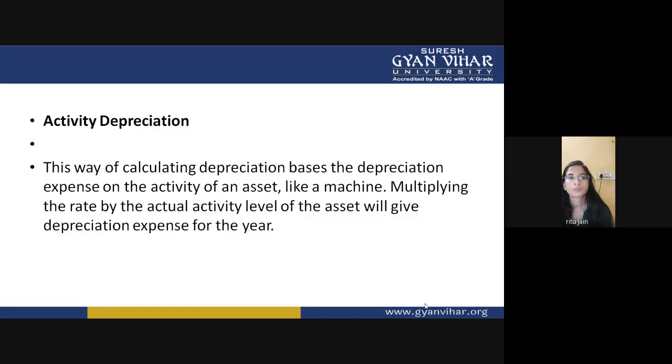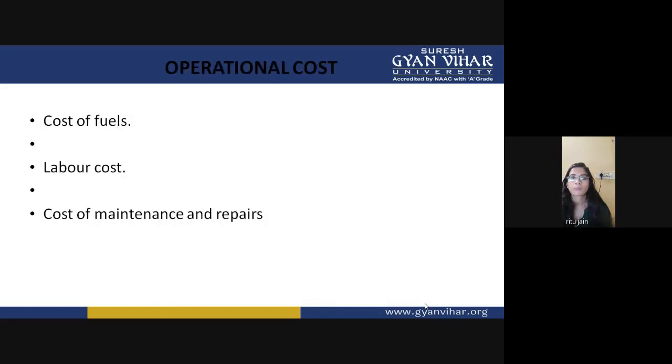Next is your activity depreciation. This way of calculating depreciation bases the depreciation expense on the activity of an asset like a machine. Multiplying the rate by the actual activity level of the asset will give the depreciation expense for the year. So this is all about depreciation, and these are different methods by which you can calculate the depreciation cost.